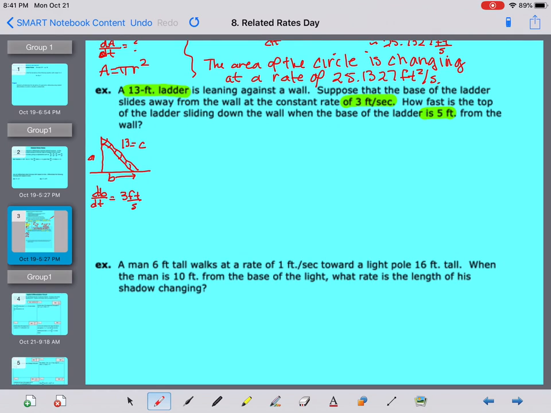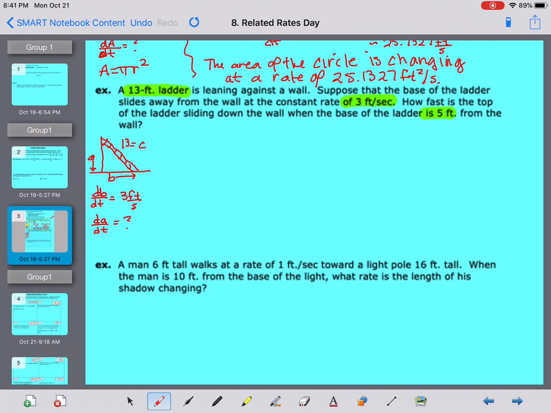Okay, and then it says, how fast is the top of the ladder sliding down? So our A is sliding down. So our A is going to be decreasing. And that's really what we want to find, how fast the ladder is sliding down. Well, that means we're talking about a rate of change, how fast it's happening. So dA/dt. That's what we want to know.